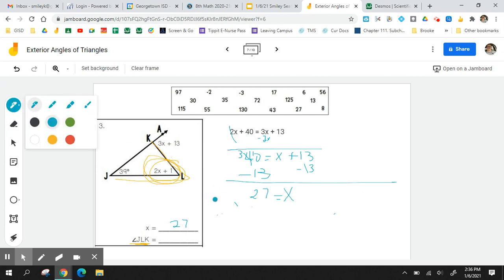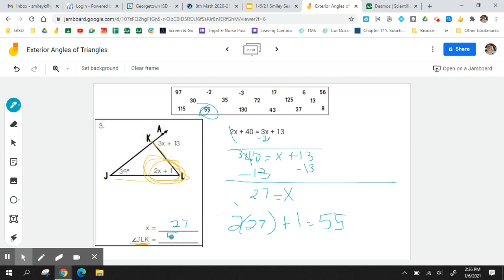So 2 times 27 plus 1. If you go into your calculator, it gives you 55. And guess what? That one is up here. We know we did it right. Alrighty, I apologize again. Let's go to the next one.